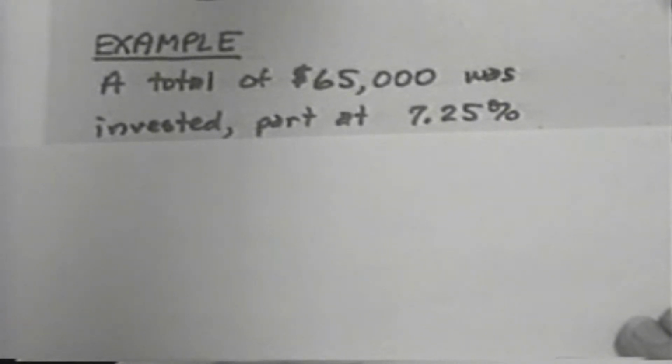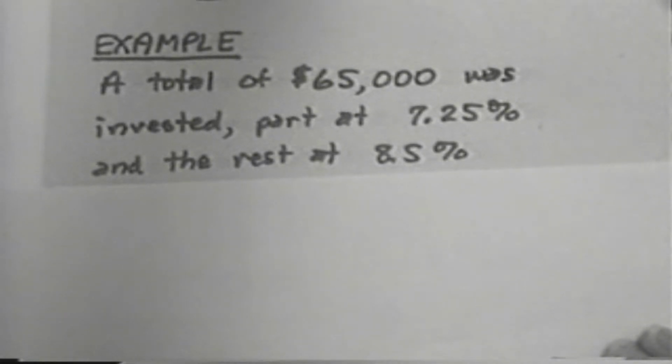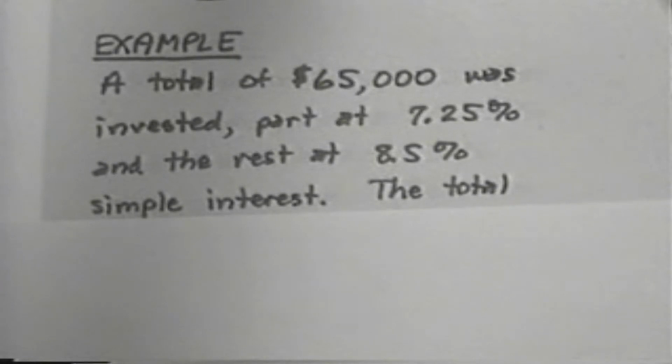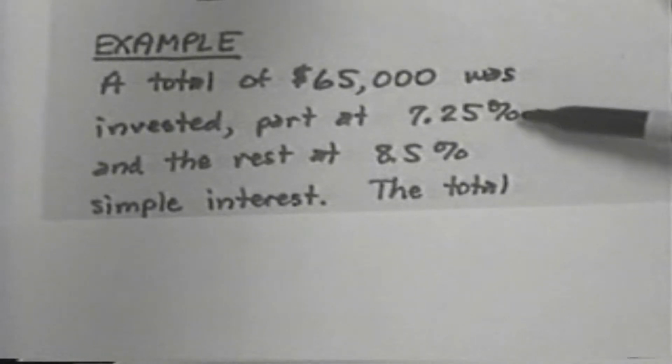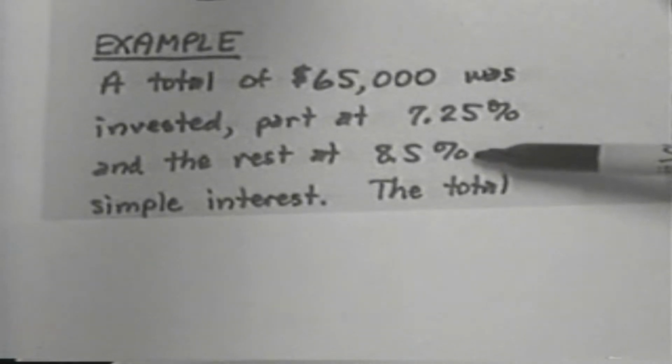Part at 7.25% and the rest at 8.5% simple interest. Let me read that sentence again. A total of $65,000 was invested, part at 7.25% and the rest at 8.5% simple interest.